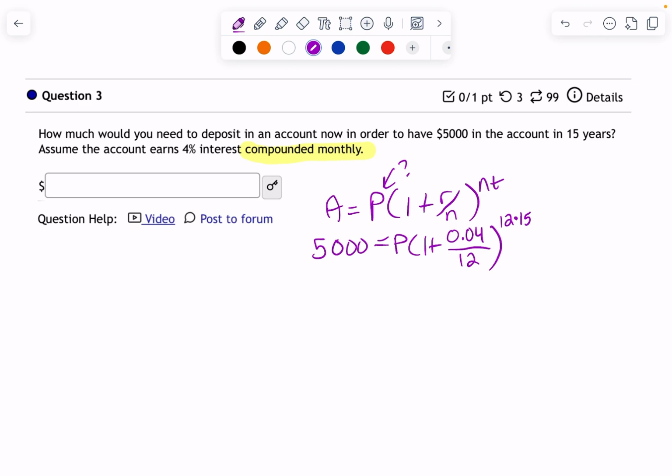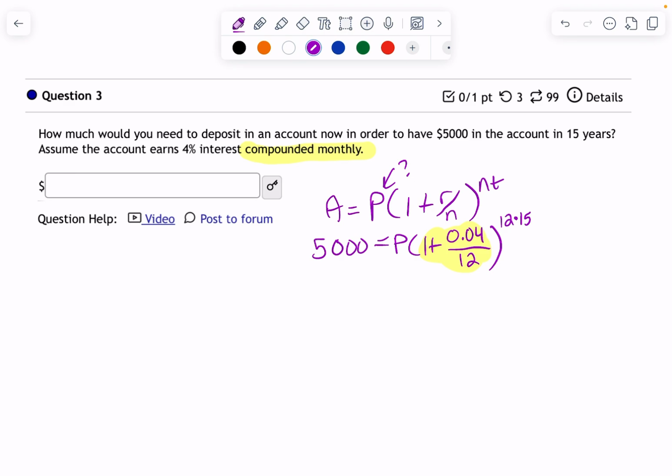If you ever get confused between N and T, T is for time, it has to be years, right? Whereas N could go either way because it's just N. But if T is for years, then N must be compounding periods. All right, so we want to simplify what's inside the parentheses first. So I'm going to use a calculator off the screen to do that.